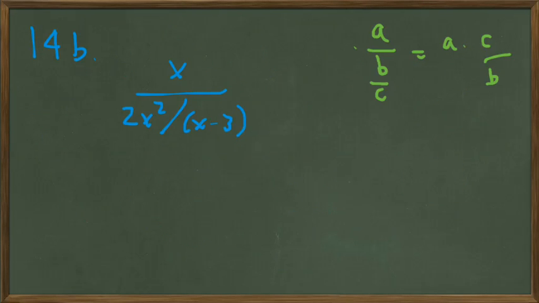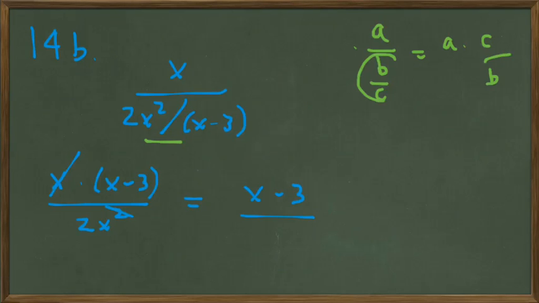So here we have an expression of the form a over bc. The bc is the denominator, the 2x squared over x minus 3. We're going to invert and multiply, so we get x times x minus 3 over 2x squared. And then we notice that the x in the numerator cancels with one of the x's here, and so in simplest form we have x minus 3 over 2x.